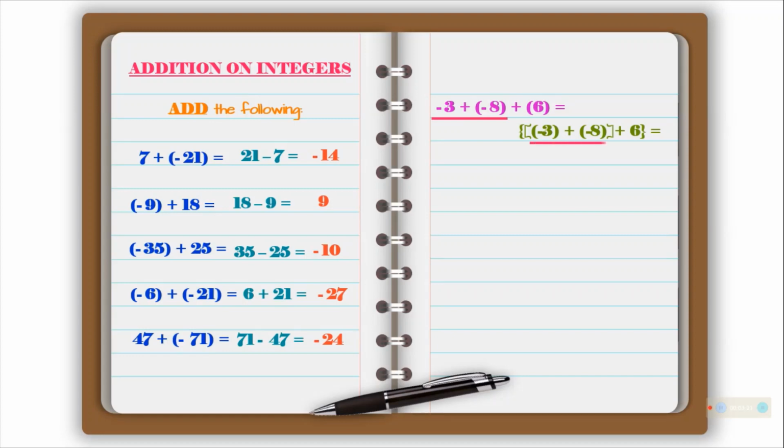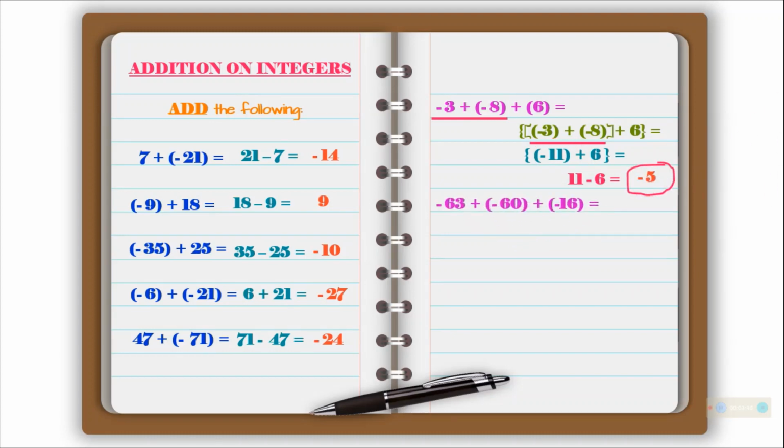Negative 11 plus 6. They have different signs, so we will subtract 11 minus 6, then take the sign of the larger absolute value, which is negative. So, the answer is negative 5.